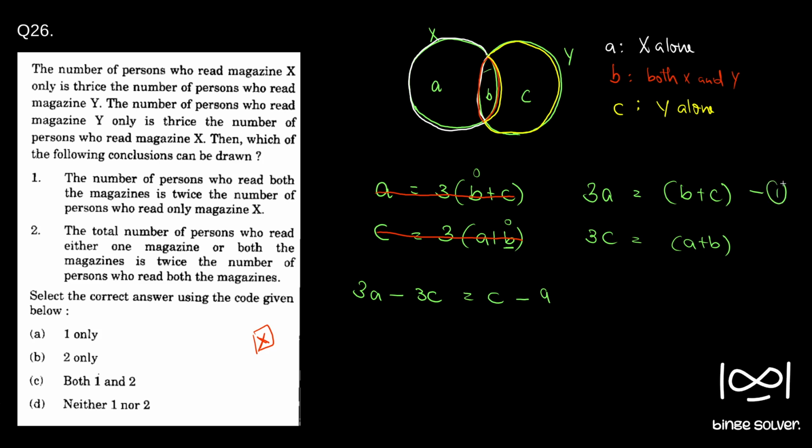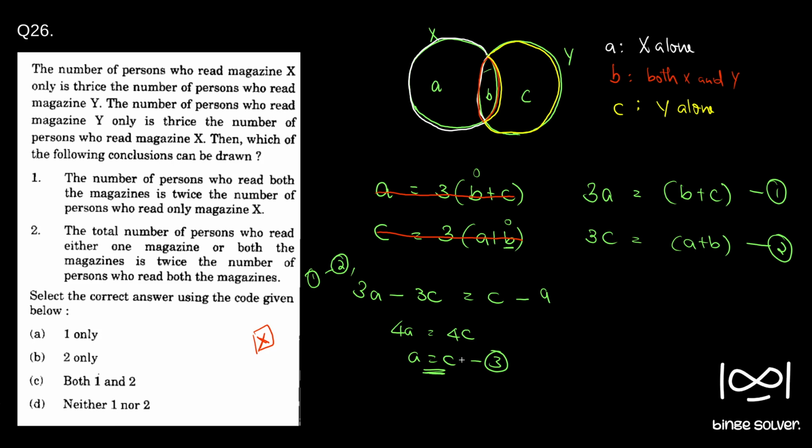So this is 1, this is 2. So what we did is 1 minus 2. Okay, 3a minus 3c is equal to c minus a. So bringing a and c to one side, 4a is equal to 4c. That is a equal to c. We got our first equation, a equal to c.